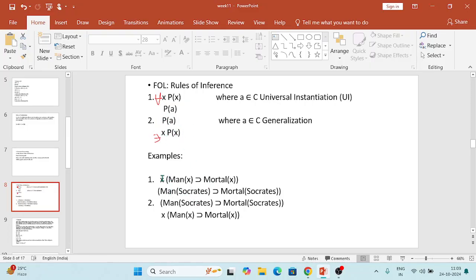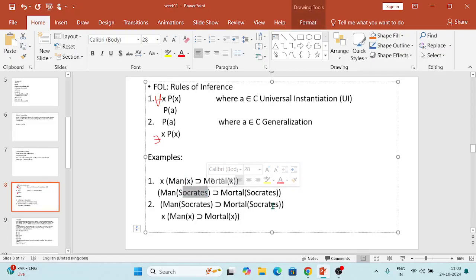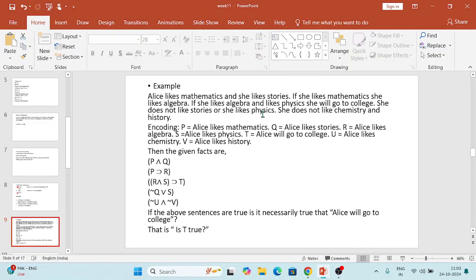For example, for every x, man of x implies mortal of x, meaning that in place of x we can replace it with any other name. That is called universal. If they had given something like man of Socrates, it means there is a person, there exists an x. This is called generalization. And we'll see one example for this.